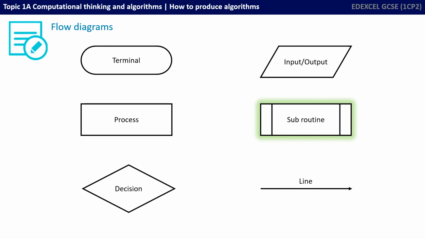And you have a shape representing a call to a subroutine. A subroutine will have its own flowchart, but when you call it from the main program, you need to express that call using this symbol. Finally, you have a line, and the purpose of the line with an arrow represents the control passing between connected shapes. It's the flow of the algorithm.